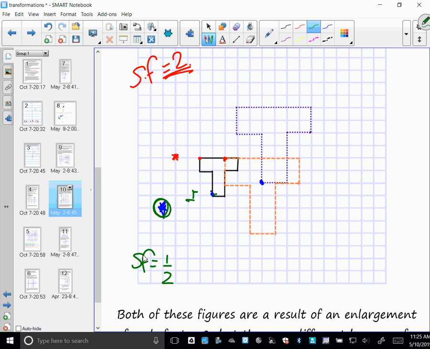But the important thing for this slide is to get you to acknowledge that the centre of enlargement is important. My shapes are exactly the same as each other, so they're both twice the size. That was the easy bit. But the position of them is very different, because the first one had a centre of enlargement here, and the second one had a centre of enlargement here. Okay, so it's half the size of that.